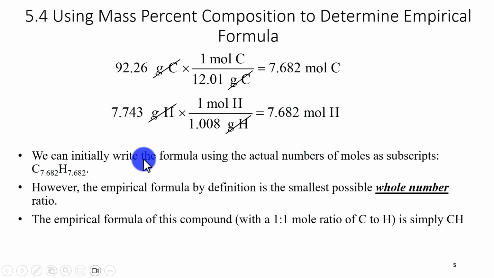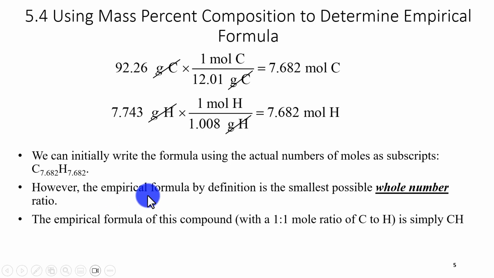Now we can write the formula using these numbers as subscripts. So C 7.682, H 7.682. However, when we write empirical formulas or even molecular formulas, we need to use whole numbers.